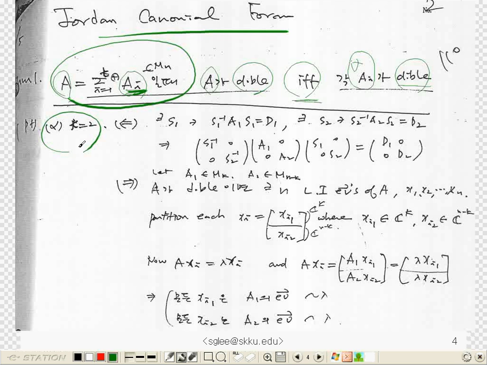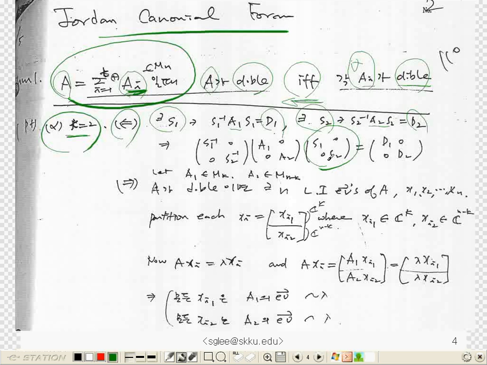We use mathematical induction on this proof. So we first show it for the case with 2 blocks only. Then we can easily extend it to the general case. One direction, from here to here, is like this. Since each block matrix A_i is diagonalizable, there exist matrices S1 and S2 that make a diagonal matrix corresponding to each A_i.